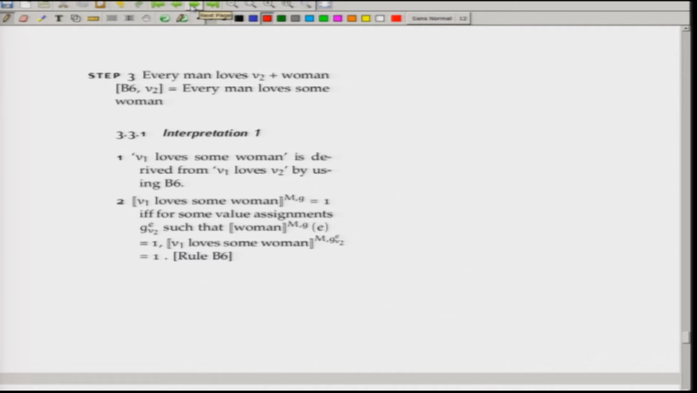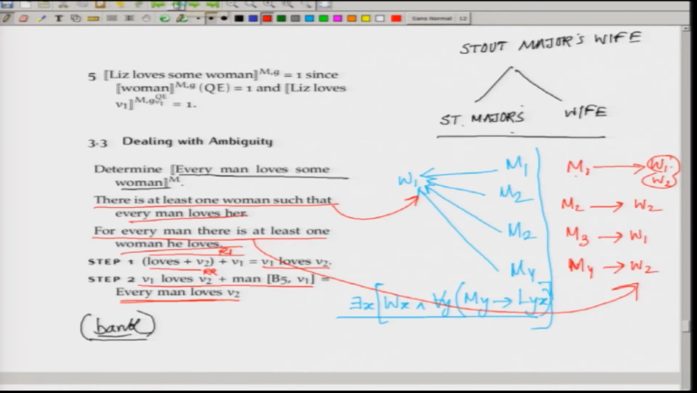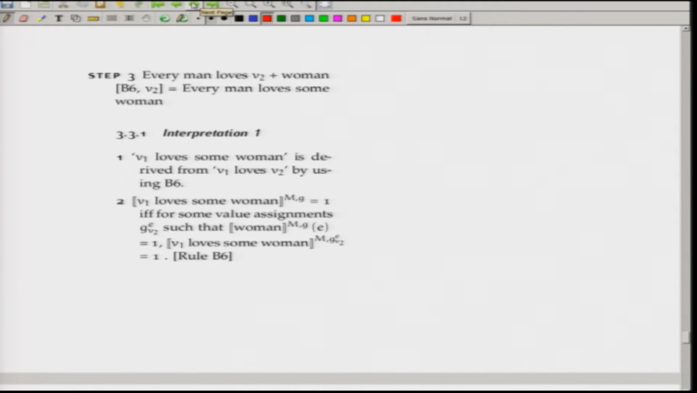Can you see that here the direction is very important. Here the women come first and then the men, and here the men come first and then the women. The same here, so first the women will be considered. That's why V2 has united with woman, and by using rule B6 has given V1 loves some woman. So what is the derivation from V1 loves V2? You get, by using B5, V1 loves some woman.